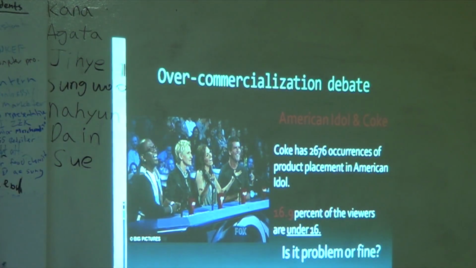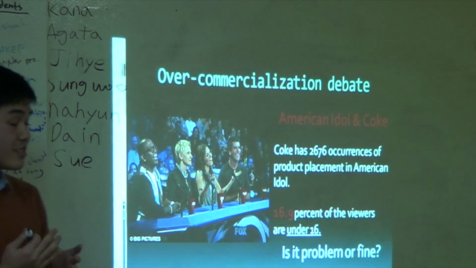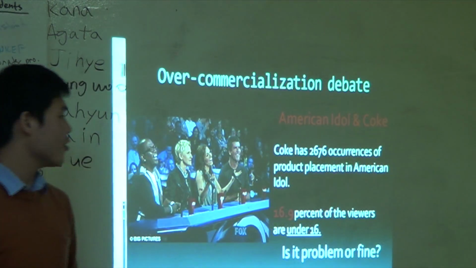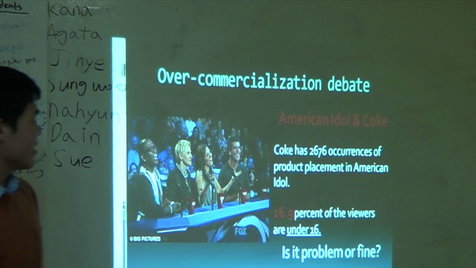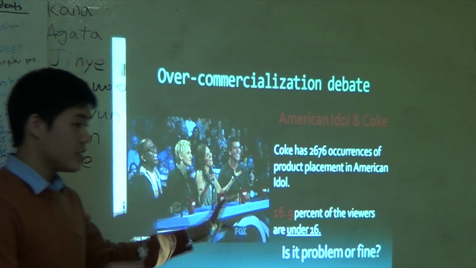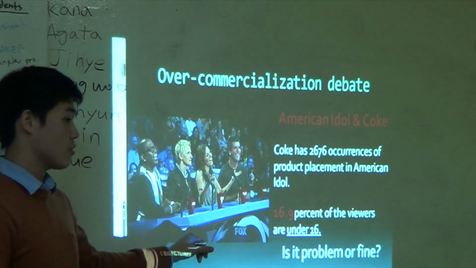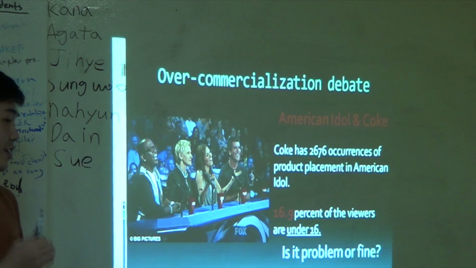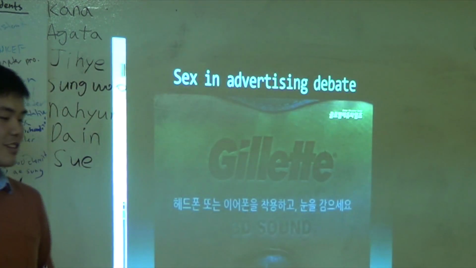And the next one is over-commercialization. If you watch American Idol, then you can see the Coke in front of them. As I put it, Coke has 2,676 occurrences of product placement in American Idol. And actually 16.9% of viewers are under 16. So maybe under-16 people think subconsciously, oh, the celebrities are drinking Coke, and we need Coke. Whenever they are thirsty, they can easily think, oh, we need Coke, like that. And the next one is the sex in advertising debate.